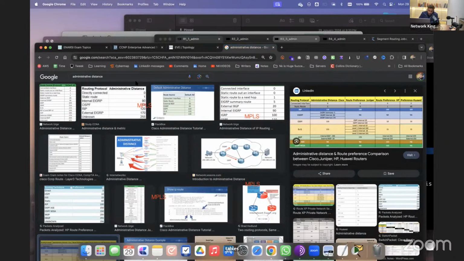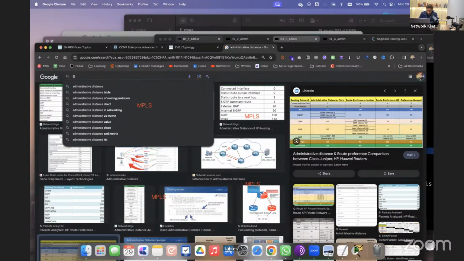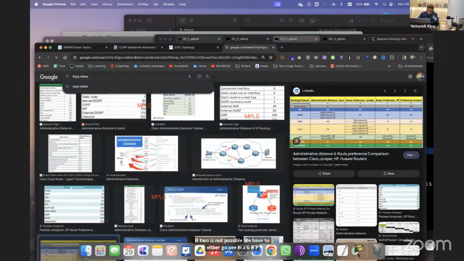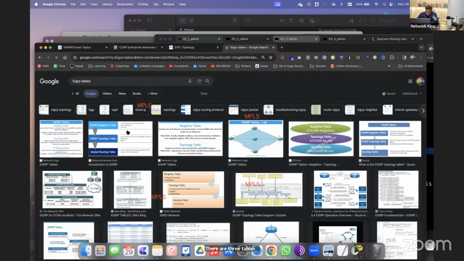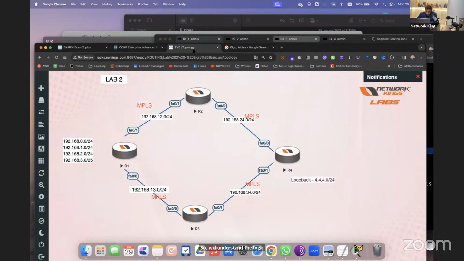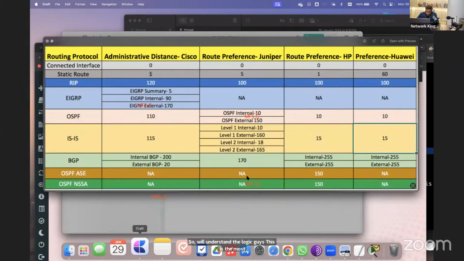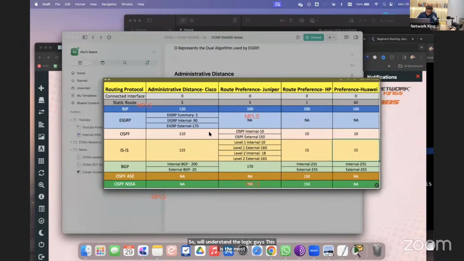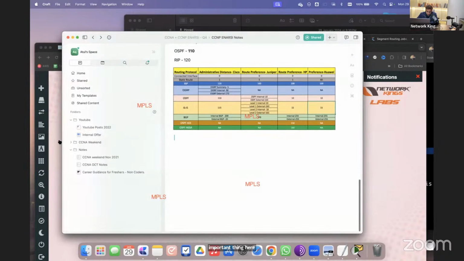See, in EIGRP there are three tables. Don't stop me from teaching the theory. Slowly you will understand the concepts. So understand the logic, guys. This is the most important thing here. In EIGRP, there are three tables. How many? Three. Okay, so what does EIGRP do?